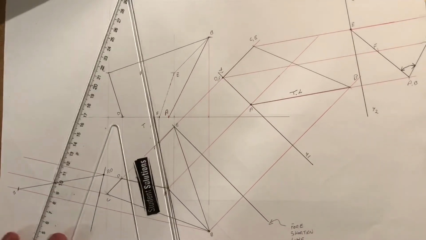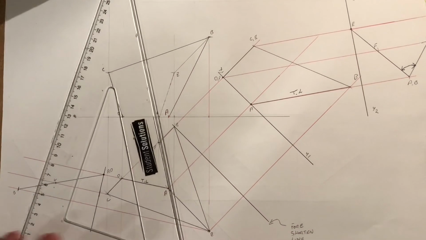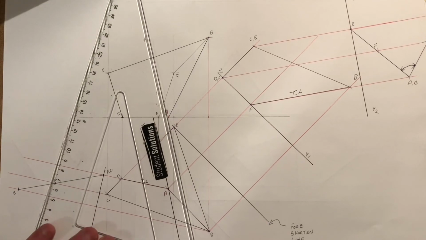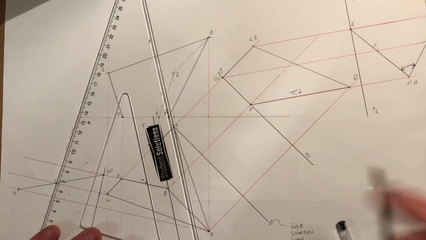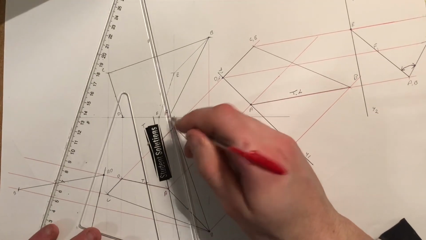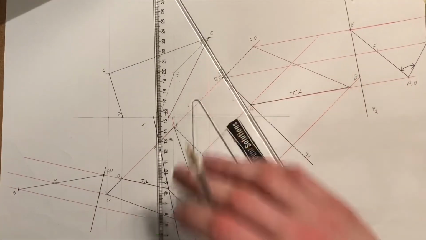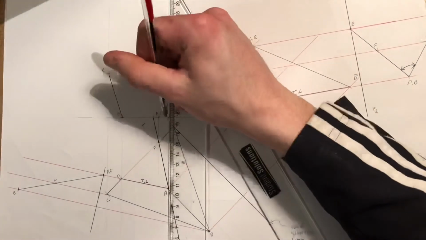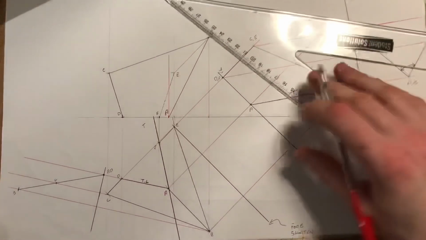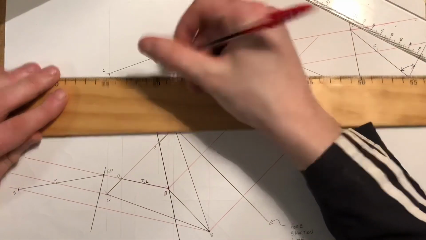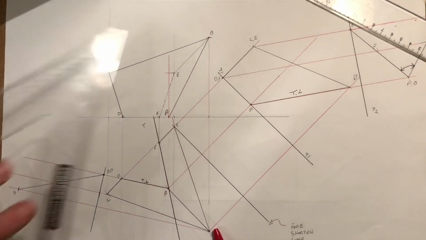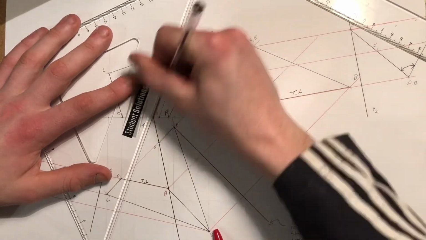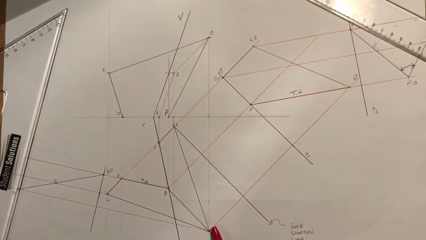I want to find then my vertical trace. I'm going to go parallel to the horizontal trace through any point at all. I'm going to use E here. Bring it up, it hits the ground. Bring it straight up. Bring it across, and where that intersects there, it joins back down to where my horizontal trace hits, and that's my VT. Okay, cool.